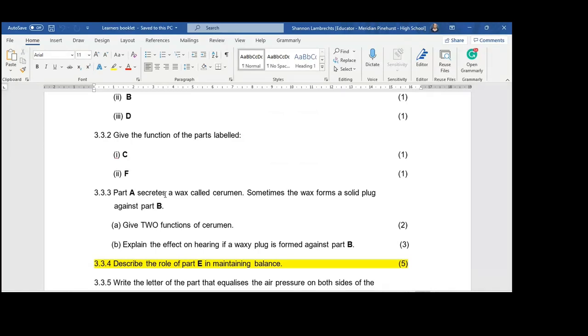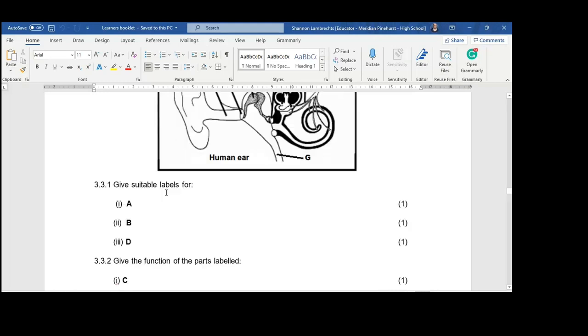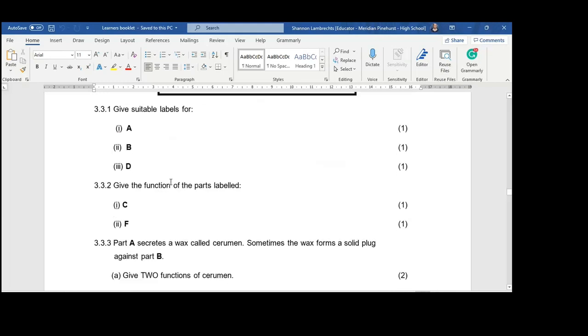So let's just go to the ear. And who can remember what was part B? I think I did label it at some point. Anyone in the chat want to just quickly throw out what part B was? Because that's going to help you answer the question. Right, so we'll get back to part B in a second.